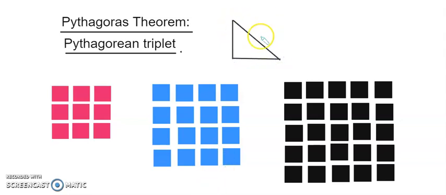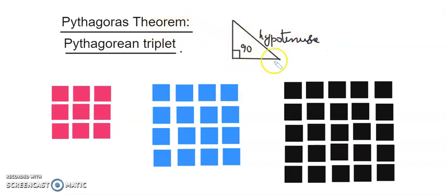Okay, now in a right angle triangle, we know that one angle is 90 degrees, correct? The side opposite to the 90 degrees, the side which is the longest, is known as the hypotenuse. I'm so sorry. Okay, what does this Pythagoras theorem say?